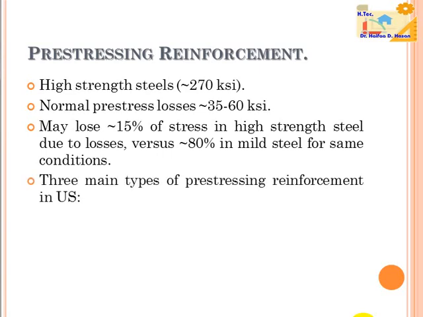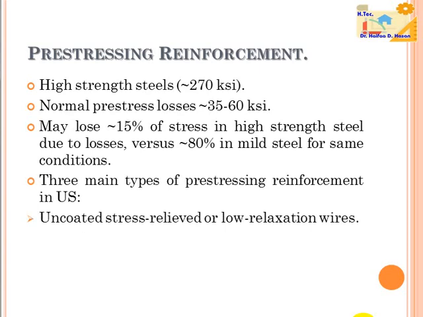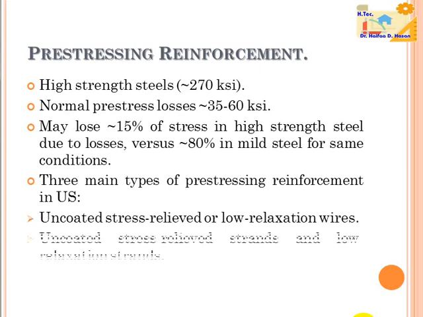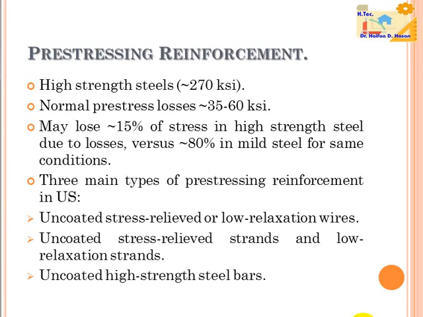Three main types of prestressing reinforcement in the US: uncoated stress relief or low relaxation wires, uncoated stress relief strand and low relaxation strand, and uncoated high strength steel bars. Here we can refer to stress relief. Stress relief strand or wires means that the strand shows the phenomenon of releasing stress more than low relaxation strand within the same constant strain.